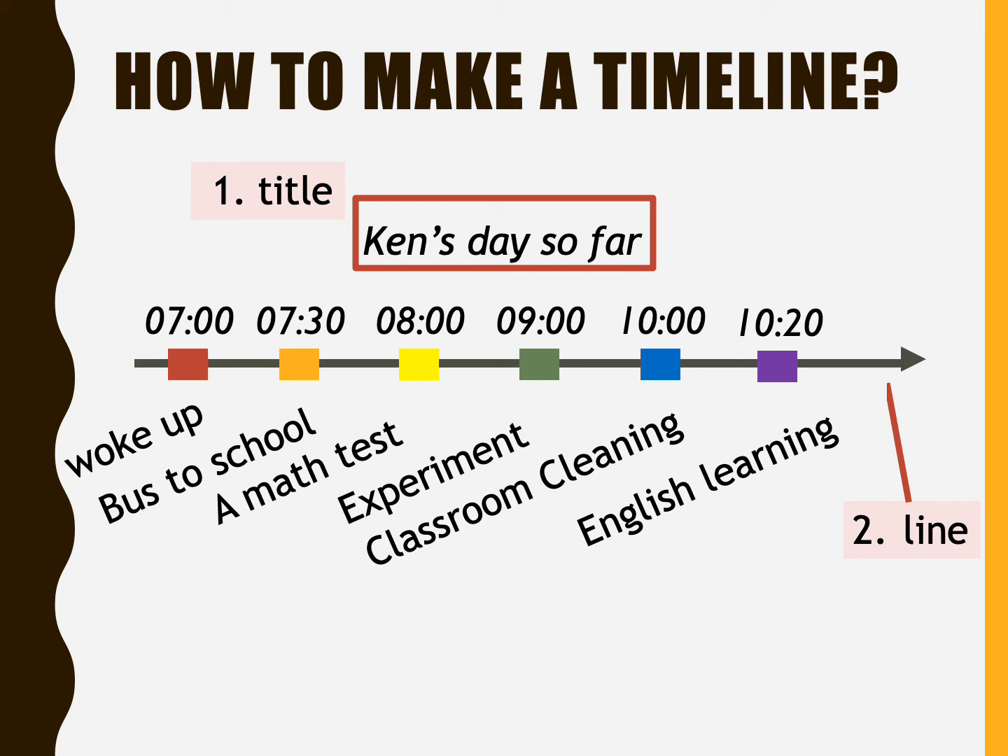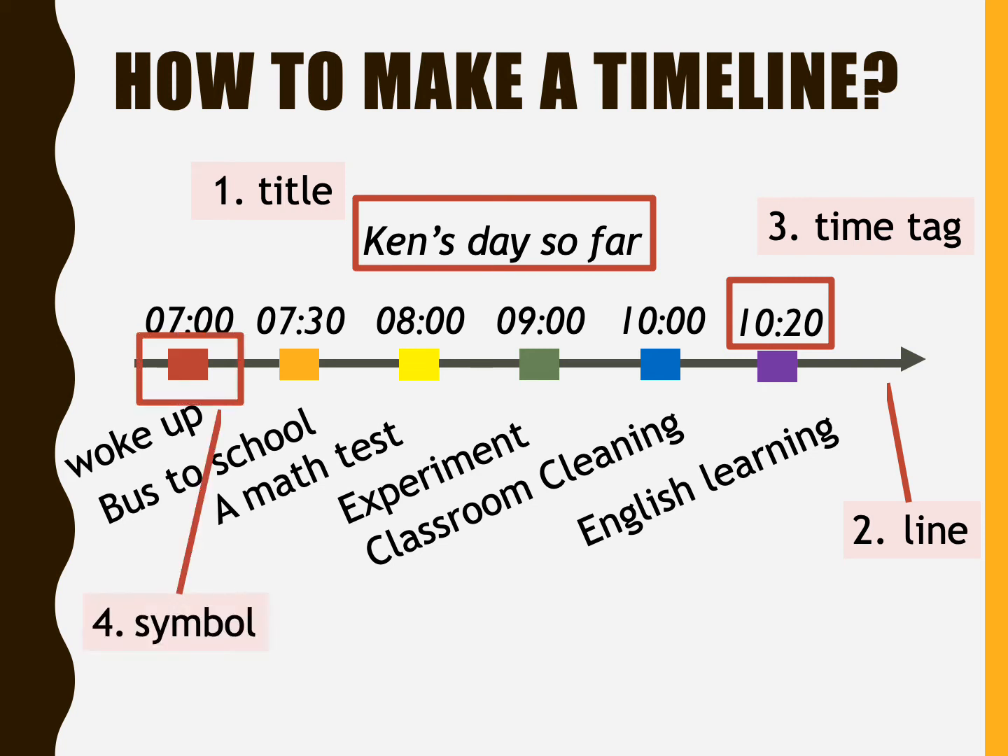A timeline shows what happened or what will happen at a particular time. So time tags are an important reference here. It can be a date, a month, or a year. A symbol is usually used along with the time tag to make the reference clearer or more vivid.